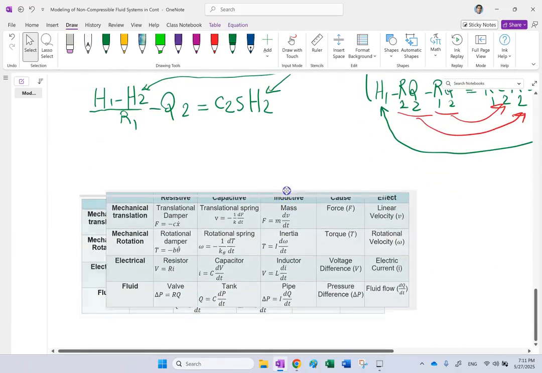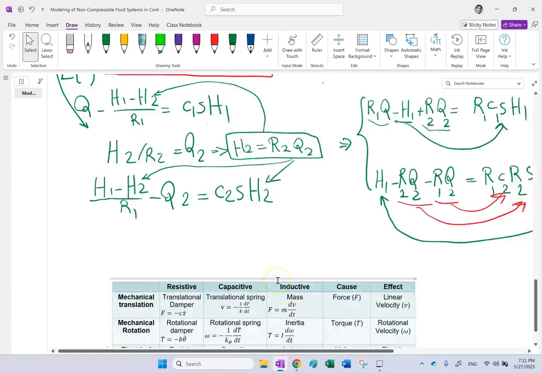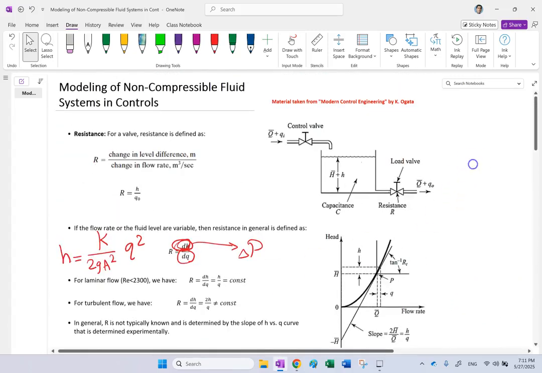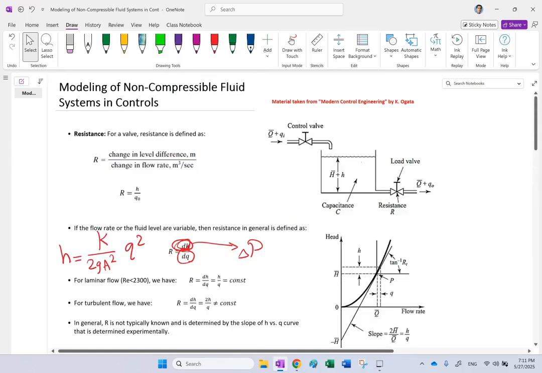So hopefully this introduction was useful to you. You can see the similarities between a compressible fluid system and a mechanical or electrical system, and the definitions for resistance, capacitance, and inductance, and how to find transfer functions for the sake of controls of these systems. Thank you so much, and I'll see you in the next video.